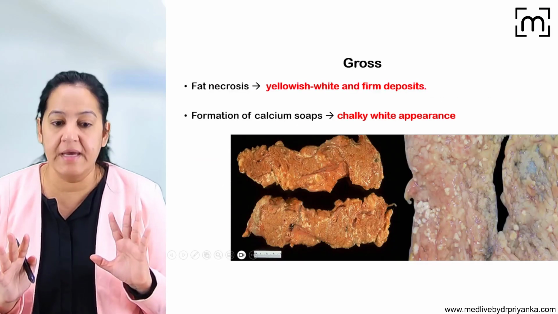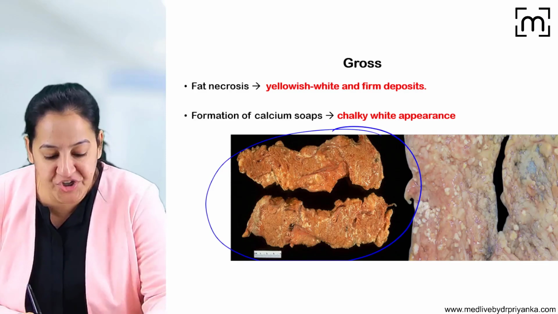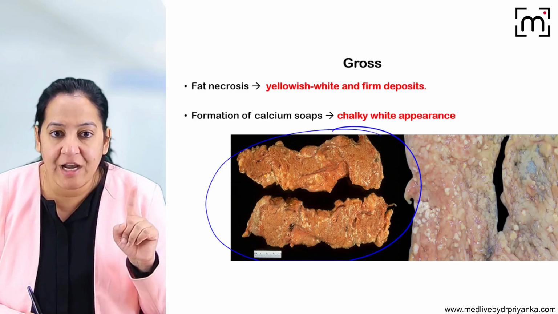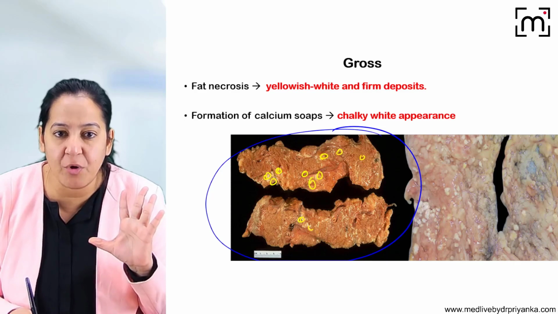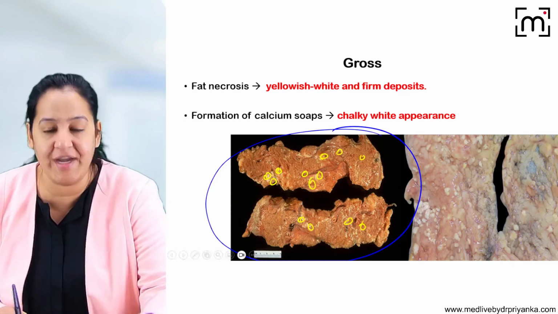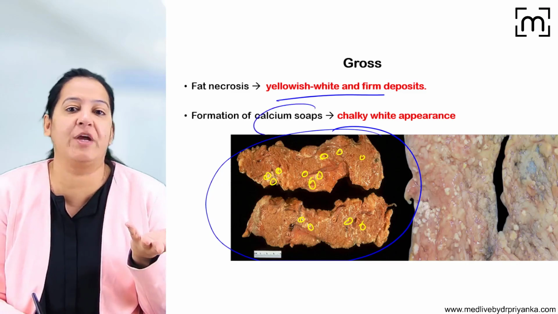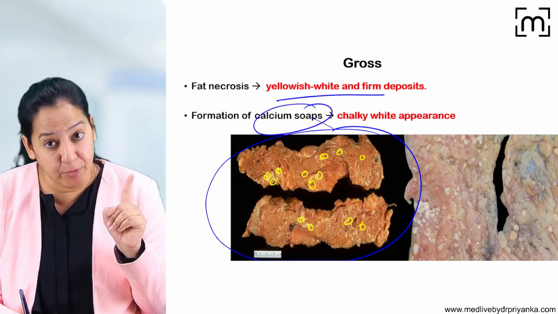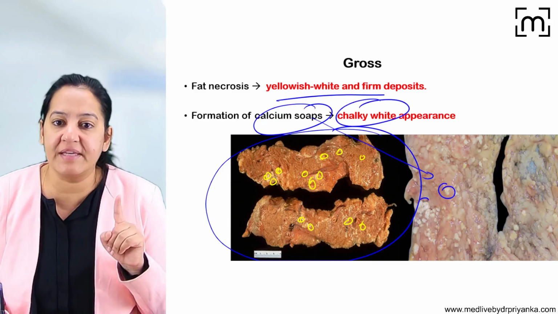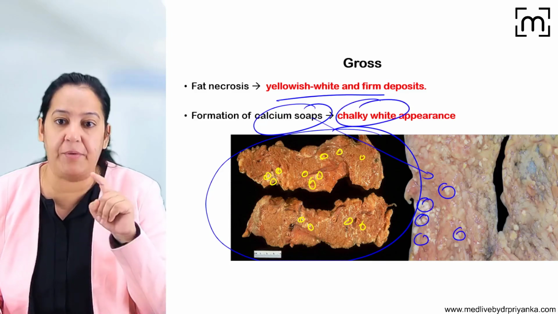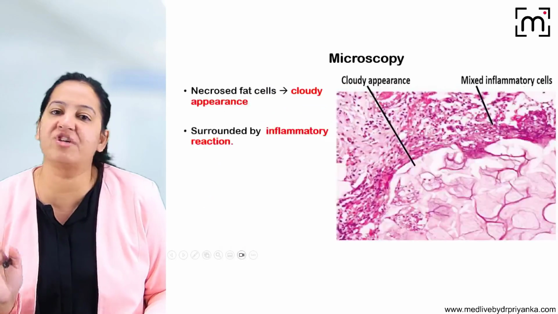Now the gross. In the gross, you can see here the pancreas is shown to you. In the pancreas, can you appreciate the yellow white deposits? Yellowish white small deposits are there. Now in fat necrosis, saponification is very common. The calcium soaps are formed. If saponification is there, it leads to chalky white deposits. Normally it's yellow white, but with saponification, it's chalky white.